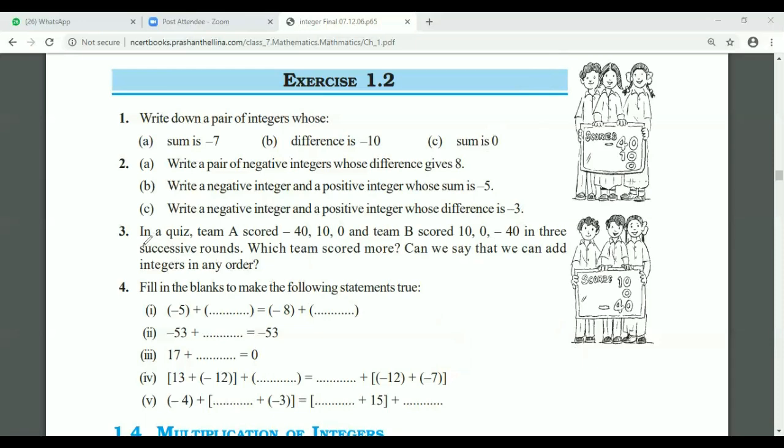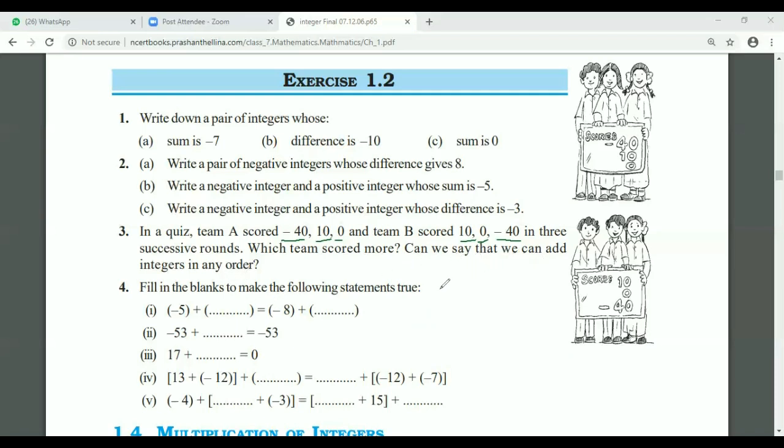Question number 3. In a quiz, team A scored -40, 10, 0 and team B scored 10, 0, -40. Look at these numbers. Here -40 is there, and in team B also -40 is there. 0 is there in both cases. 10 is there in both cases. Then in 3 successive rounds, which team scored more? Can we say that we can add integers in any order?